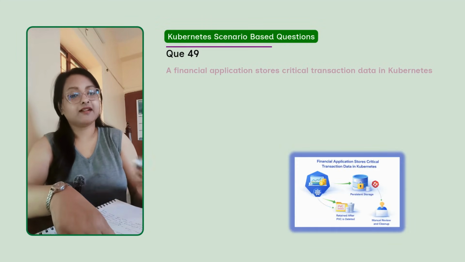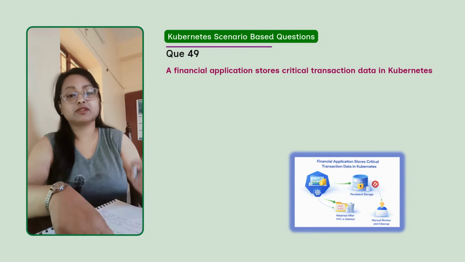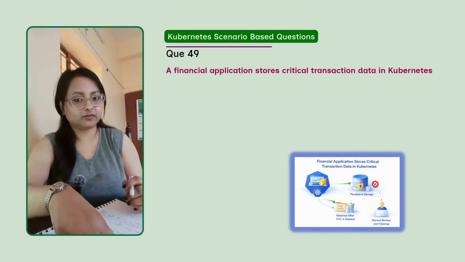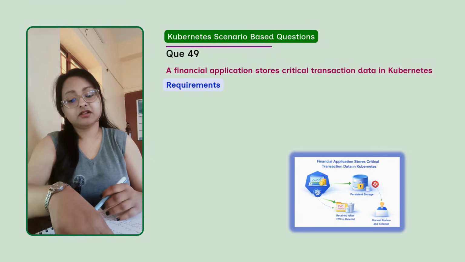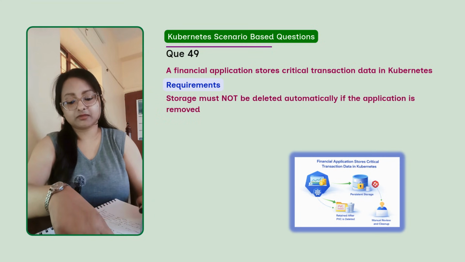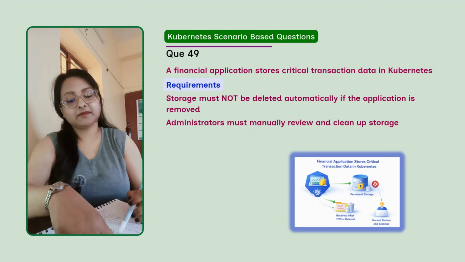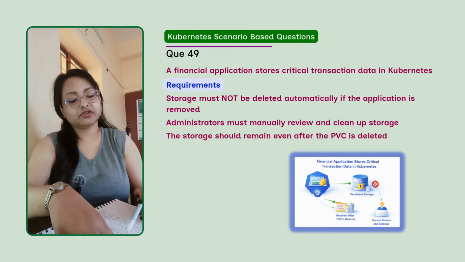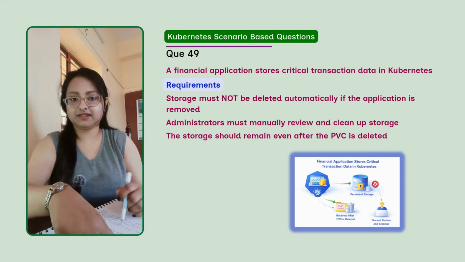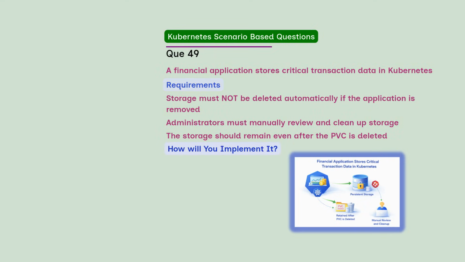Question number 49. A financial application stores critical transaction data in Kubernetes. The requirements are storage must not be deleted automatically if the application is removed. The administrator must manually review and clean up storage. The storage should remain even after the PVC is deleted. How will you implement it?